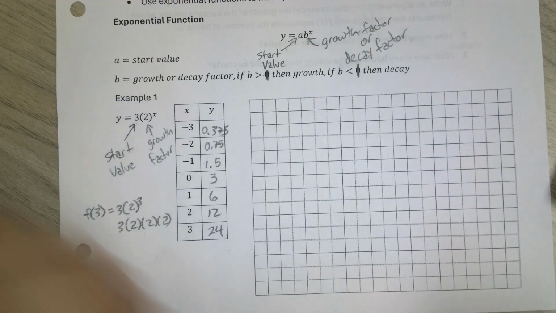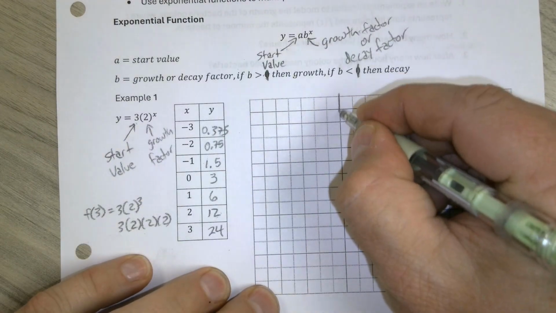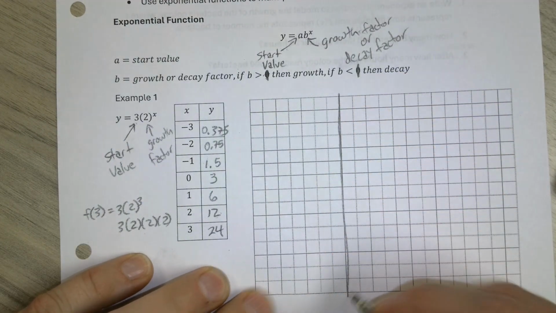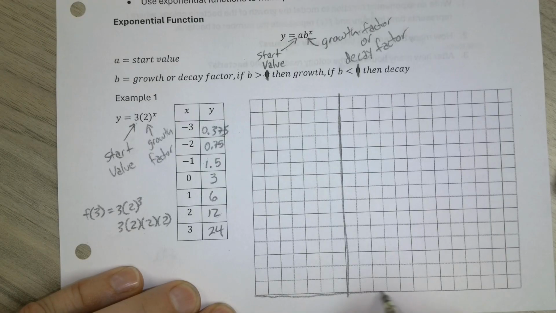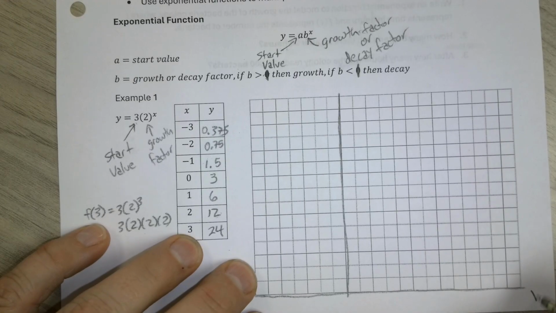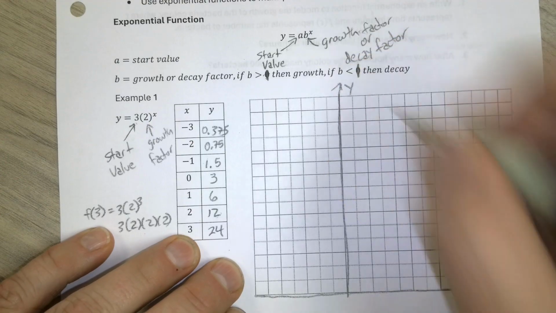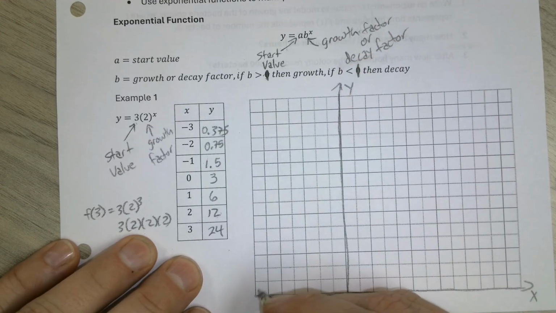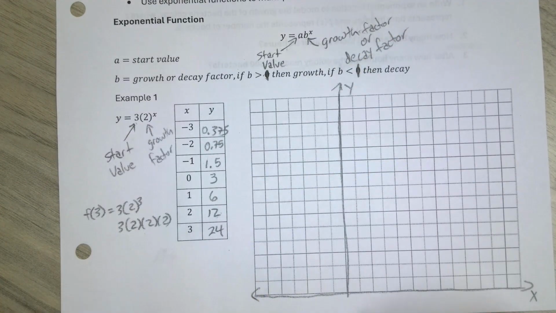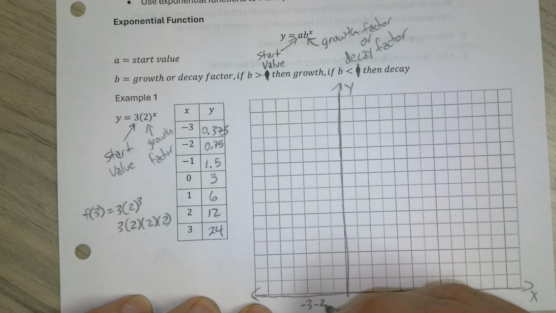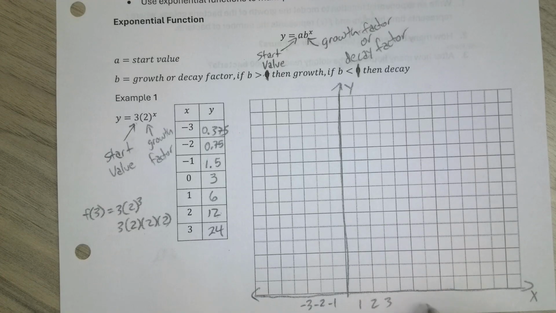The last part is we have to graph this. So I'm going to draw a line for the y-axis. I'm going to draw a line across for the x-axis. And I don't really need values underneath because none of these are negative, right? So to graph this, I'm going to put our -3, -2, and -1 for this side, and then 1, 2, and 3 for this side for our x values. This, of course, is 0.